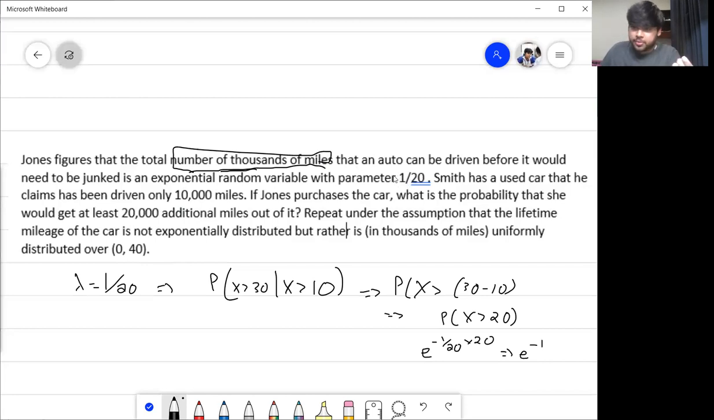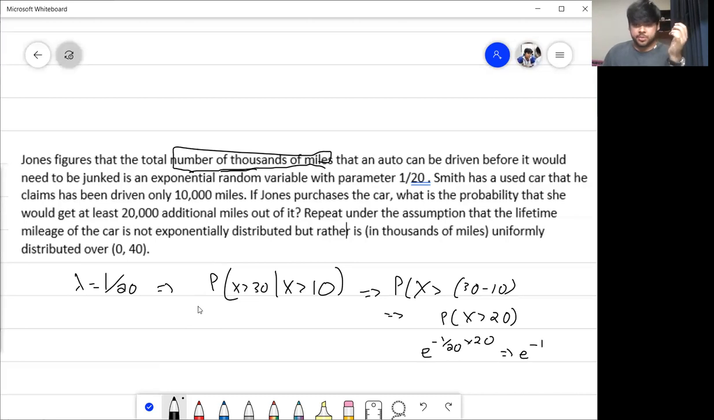Had you picked your parameter, had they given you other information in which you had to pick your parameter, then you could have written it as 20,000 or 10,000, whatever works. But in this case, because they have already stated that the total number is in thousands of miles and its parameter is 1/20, we have to be very specific in not using 20,000, we just have to use 30 or 10. Okay. I hope this answered the question. If not, please do let me know after the tutorial.